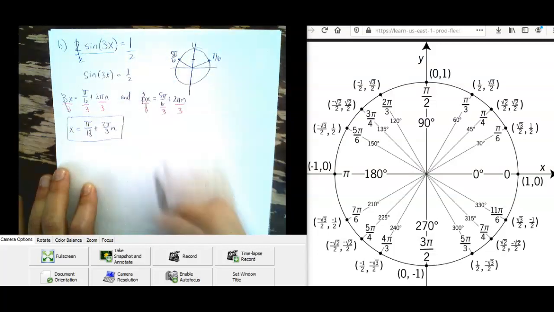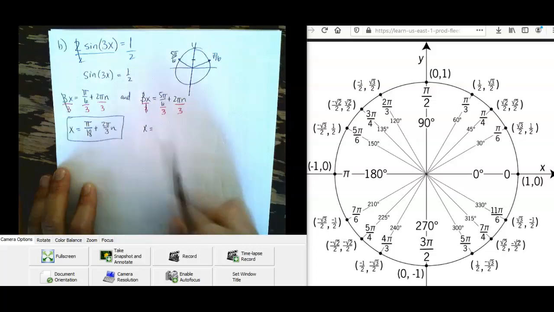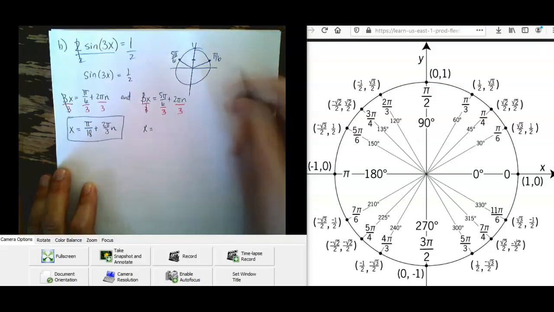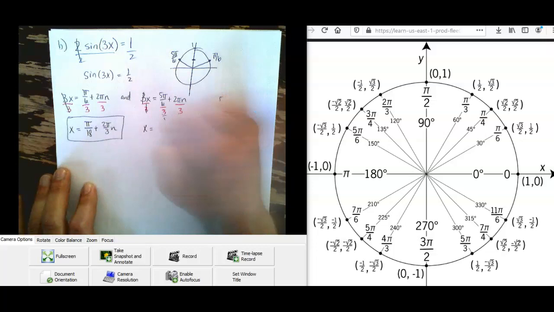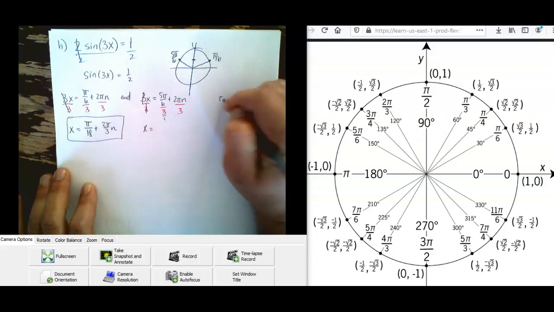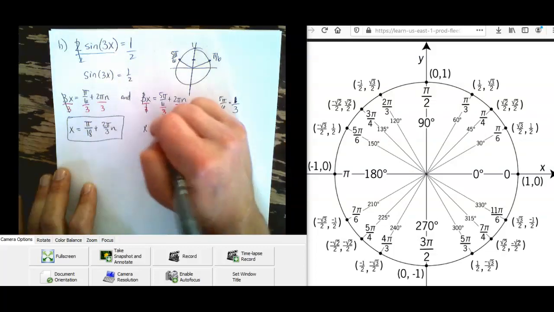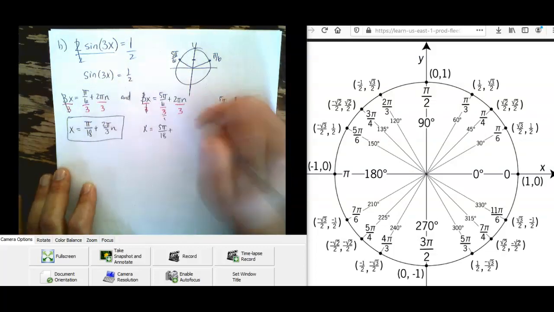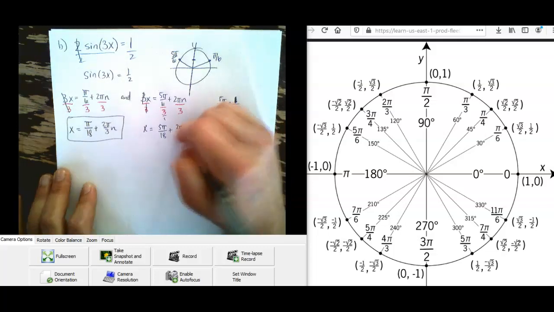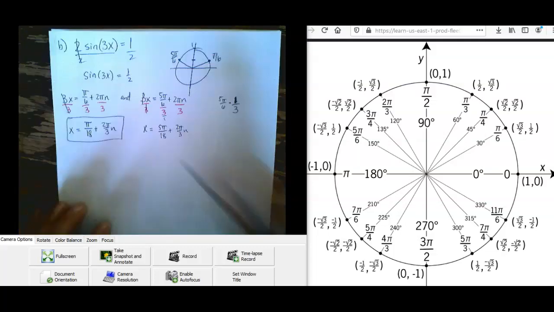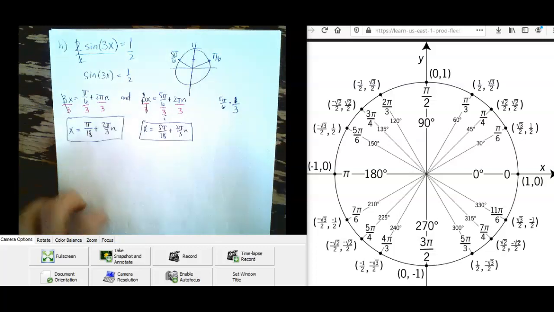Here, we get x equals 5 pi over 6 divided by 3. Remember, if we're dividing a fraction by a whole number, we can think about multiplying by the reciprocal of that whole number, which is 1/3. So that's why we get that multiplication in the denominator. So here we get 5 pi over 18 plus, same thing, 2 pi over 3. So here are our solutions to that.